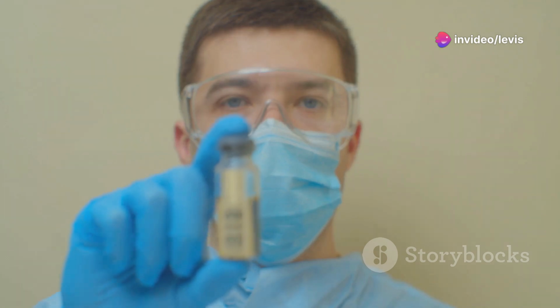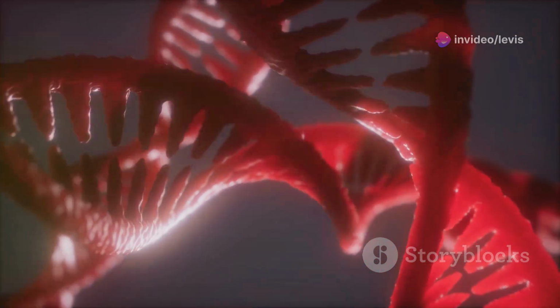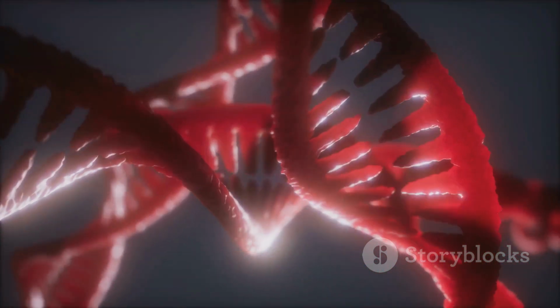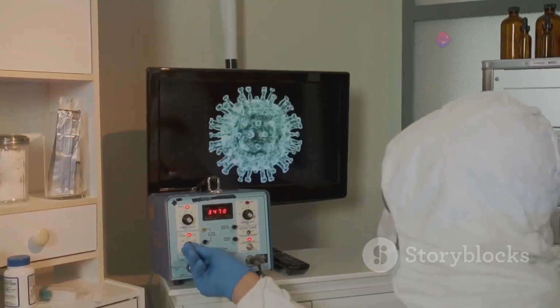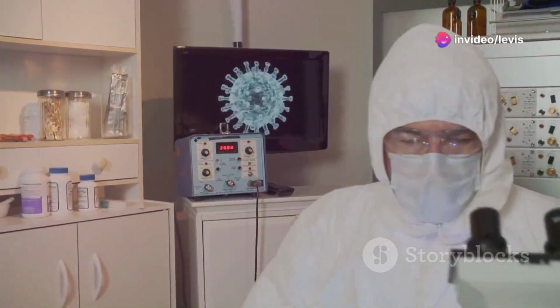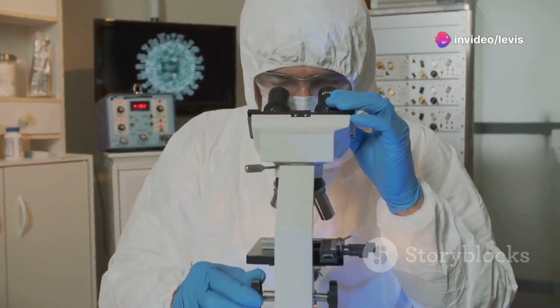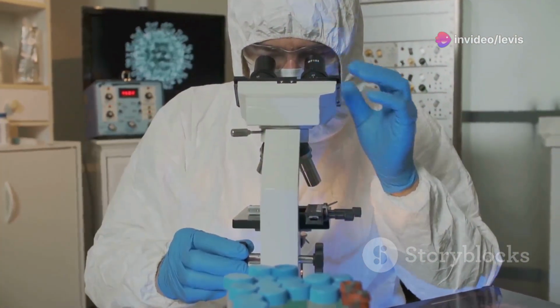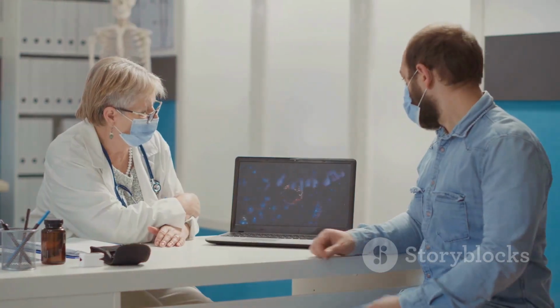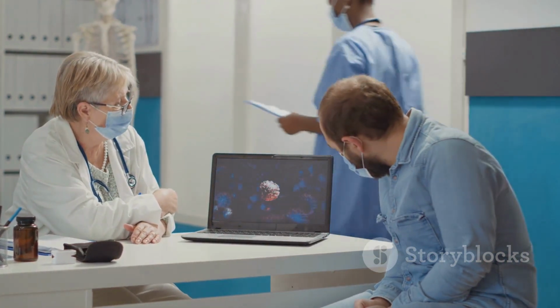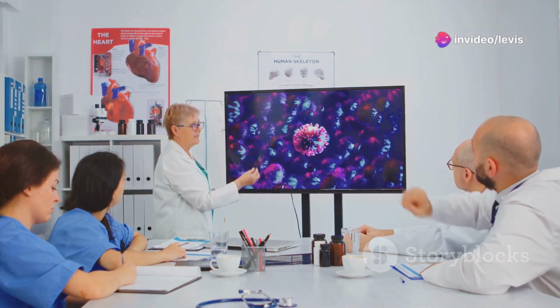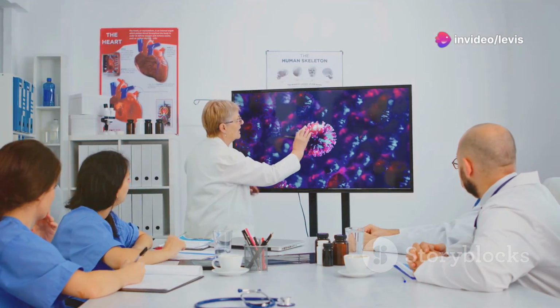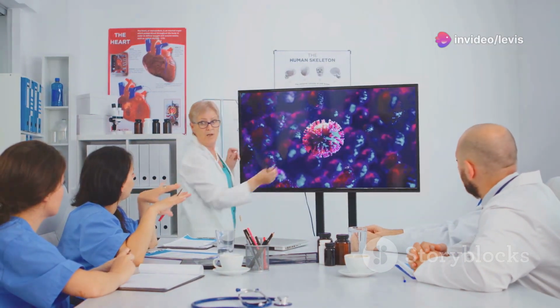The enzyme responsible for this insertion process is called integrase. Integrase acts like a microscopic surgeon, cutting open the host cell's DNA and inserting the viral DNA. This integration is a crucial step for HIV because it allows the virus to hijack the cell's machinery and produce more copies of itself. INSTIs act by binding to integrase, preventing it from carrying out this integration process. They effectively block the virus from inserting its genetic material into the host cell's DNA.